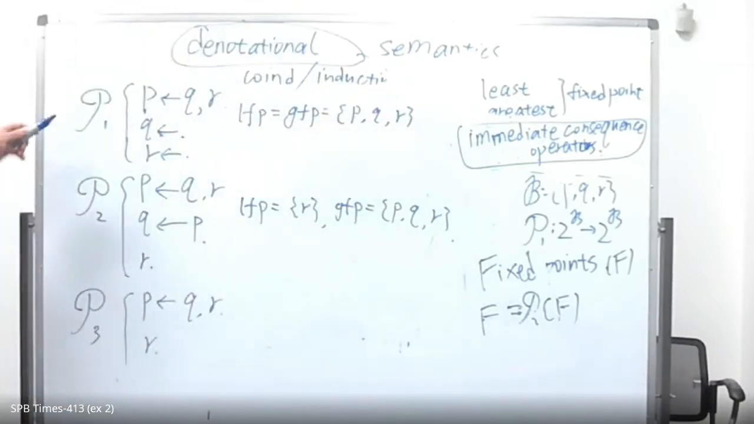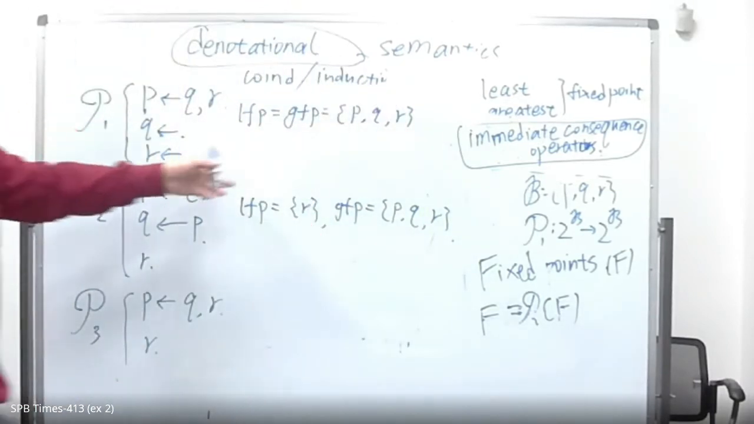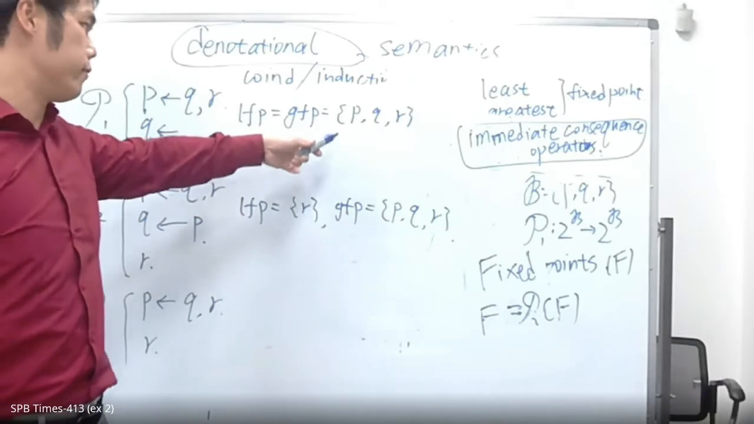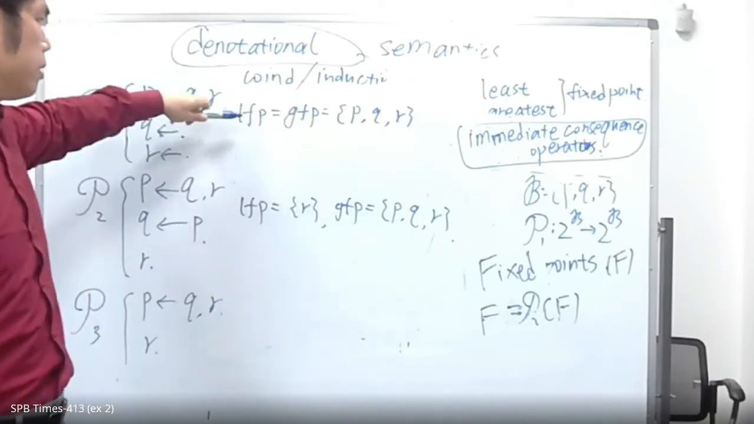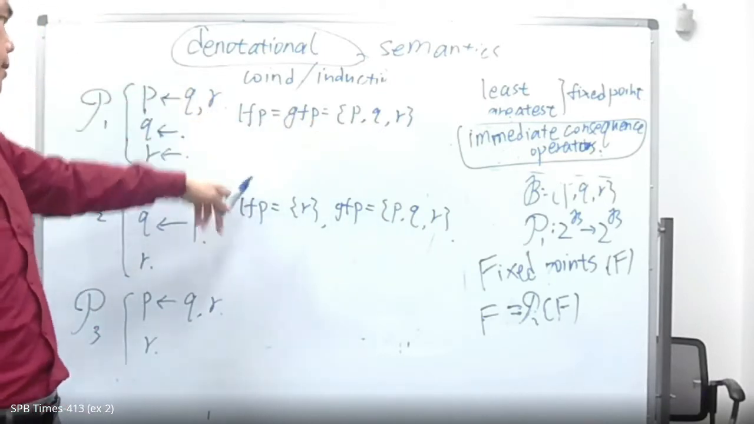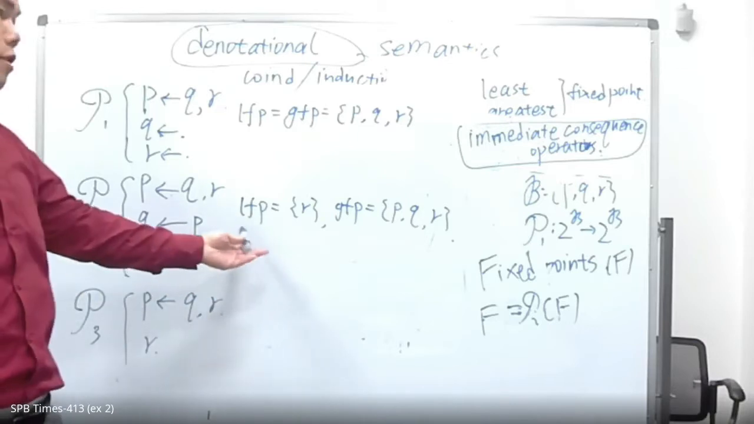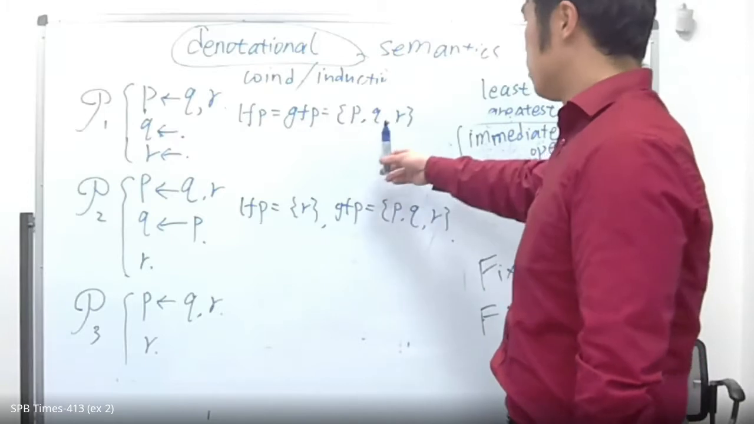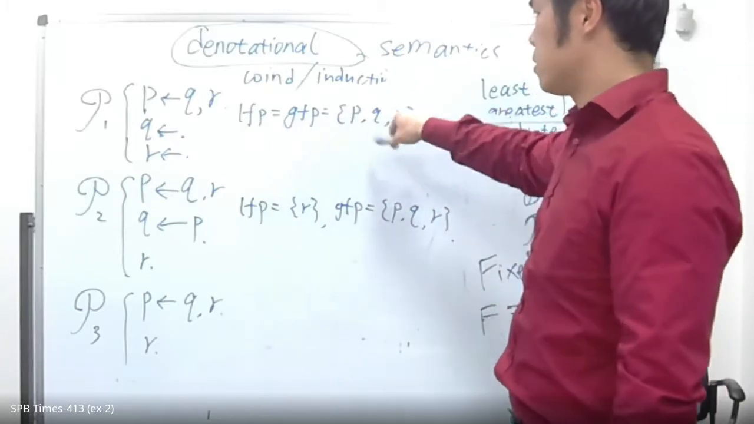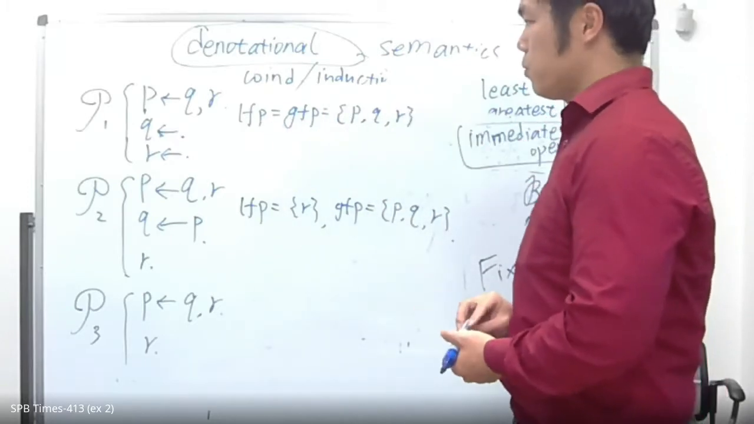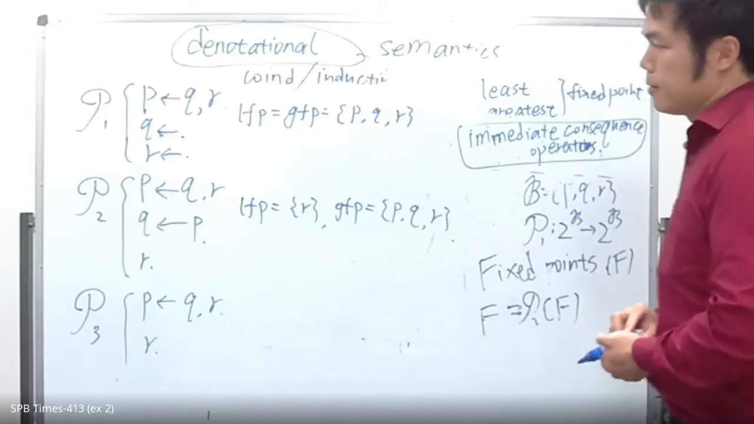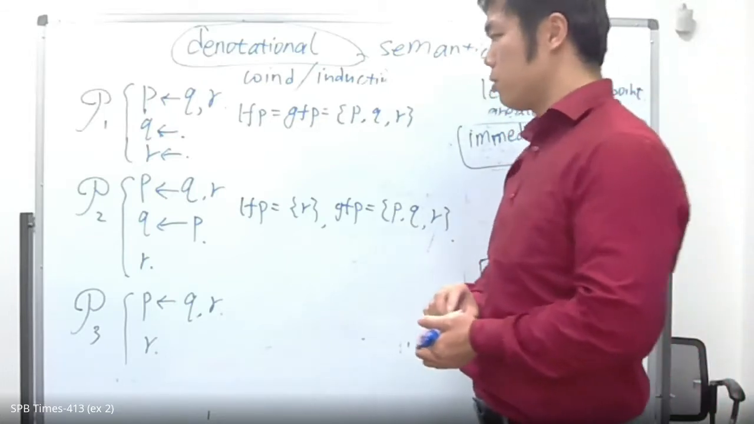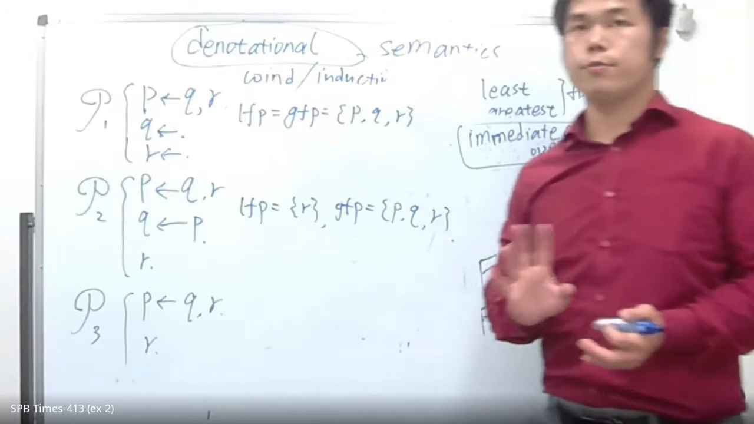Comparing P1 and P2, we would say that both of them have the same greatest fixed point, but the least fixed point is not the same. For P2, the least fixed point is smaller. It just contains R. But for P1, the least fixed point contains all of them. And why? Because the least fixed point represents all the propositions that have a finite proof.